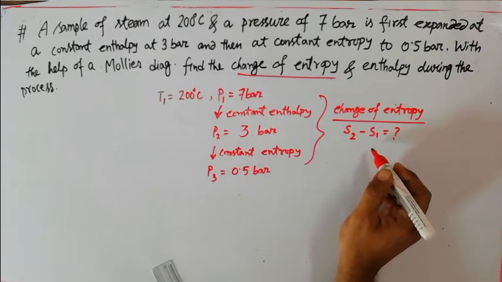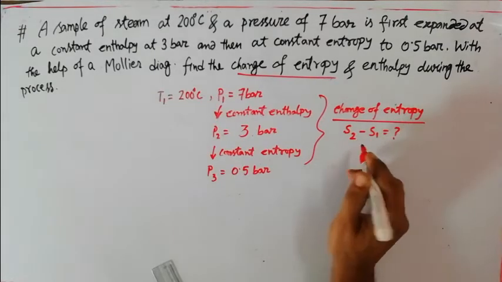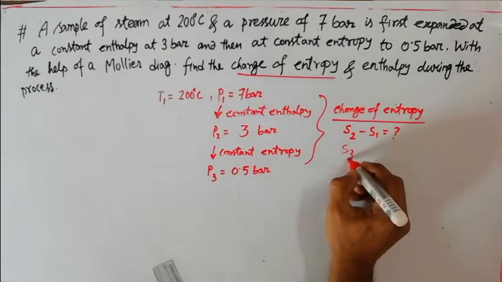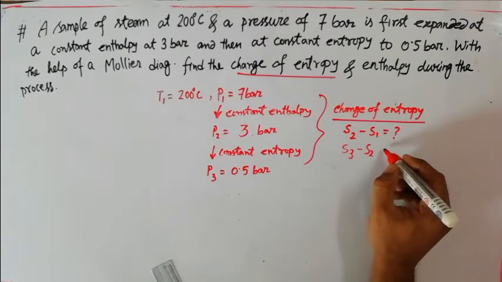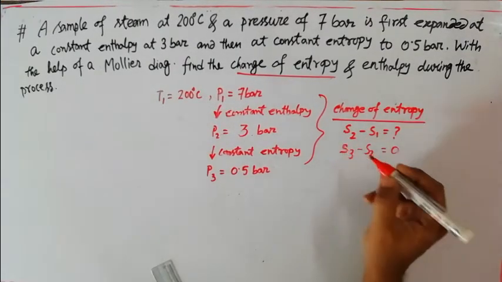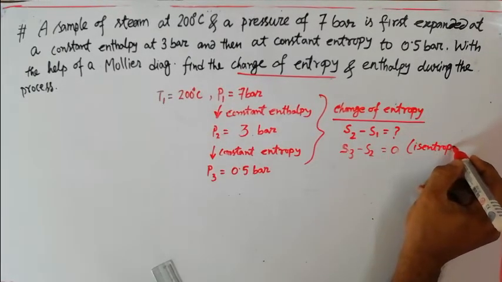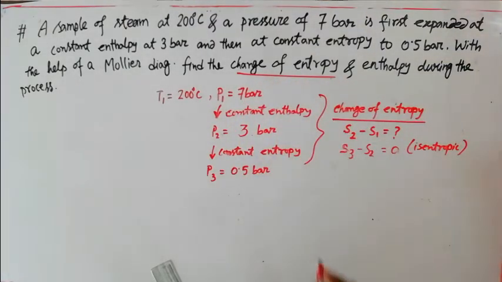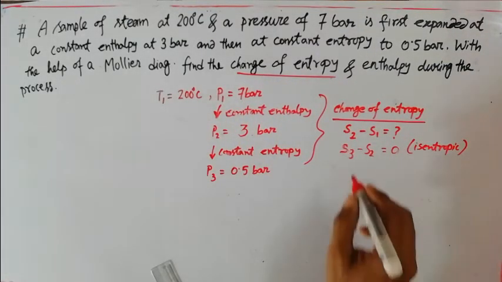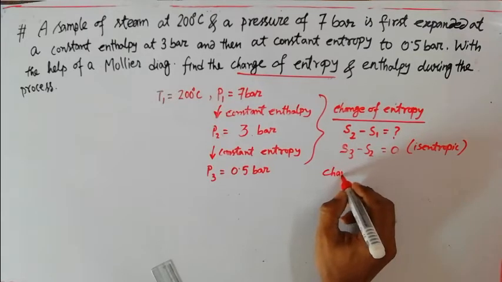Understood? So S2 minus S1 I have to find out. Similarly, if you try to find S3 minus S2, it will be 0. Why is it so? Because it is a constant entropy process, an isentropic process. So if you are told to find the change of entropy, you have to find S2 minus S1, and S3 minus S2 will be 0.